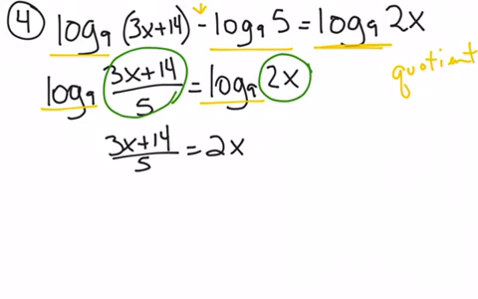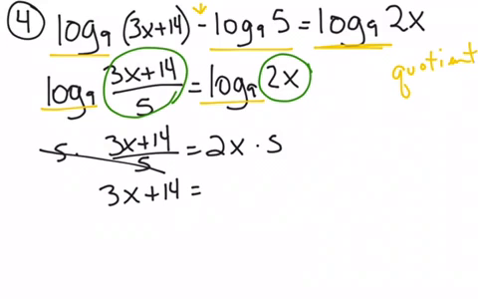And now we just simplify. I'm going to multiply both sides by 5. Those 5's cancel out, and I get 3x plus 14. Over here, I get 10x. And now I solve for x.